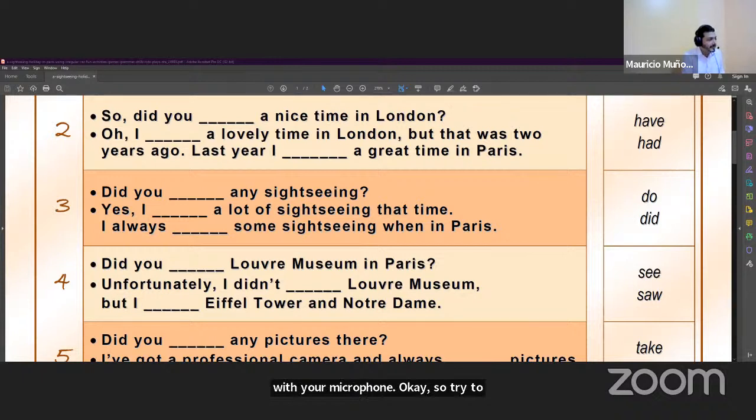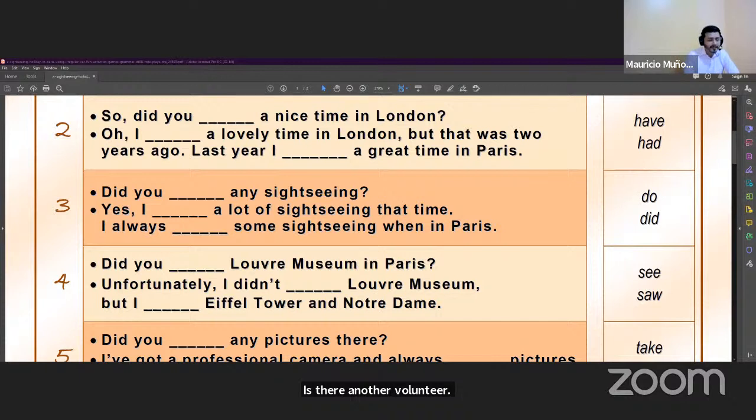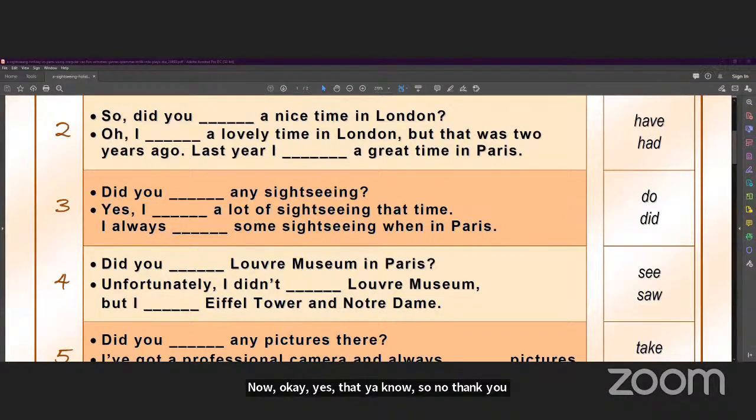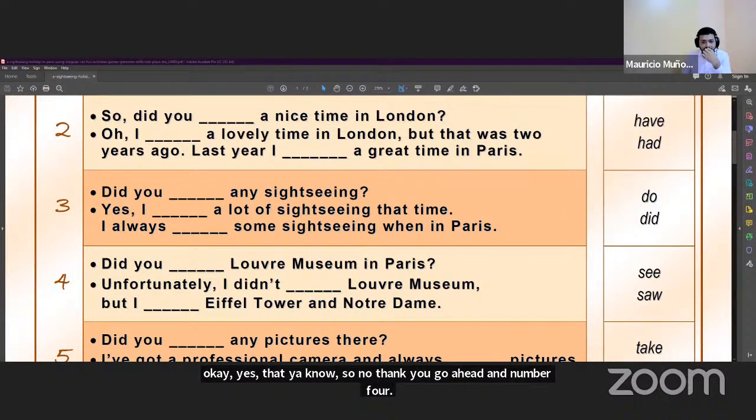Is there another volunteer? No? Okay, yes. Diana Lozano, thank you. Go ahead. Number 4. Did you sit alone mostly in Paris? Also, even sit alone mostly people sat tall and not dying. Okay, thank you.